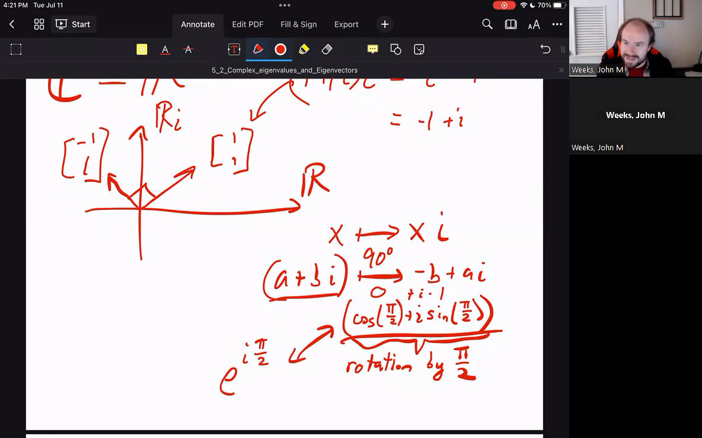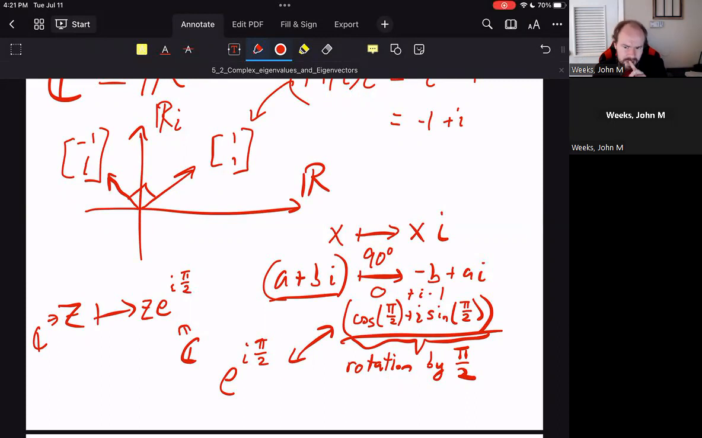So I could think of this as an operator taking the complex numbers, z from C, and mapping them to z times e to the i times pi over 2, also in the complex numbers. So this is a linear operator that corresponds to rotation by 90 degrees inside of the complex plane.